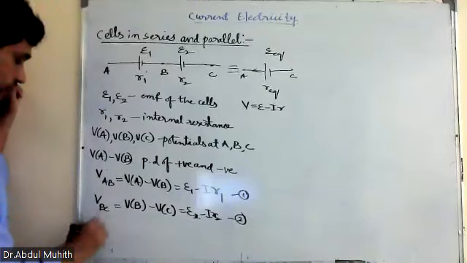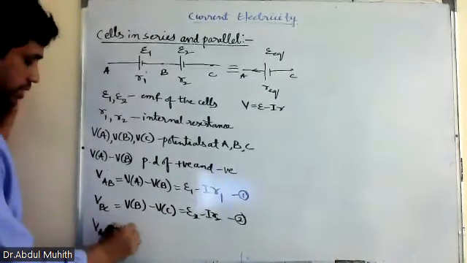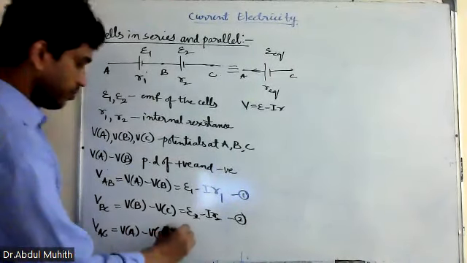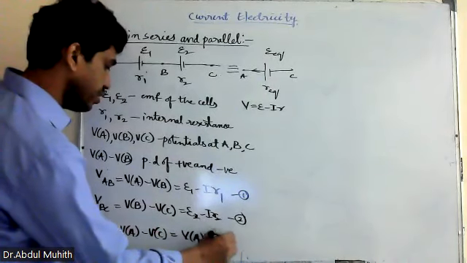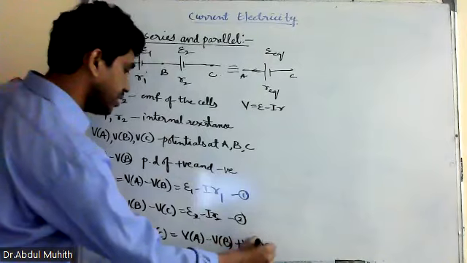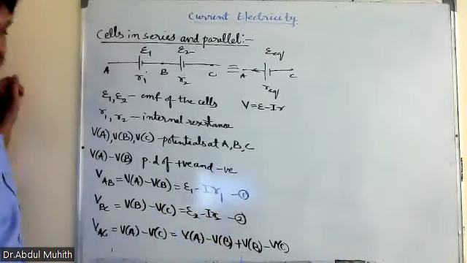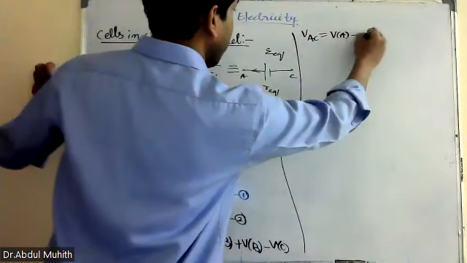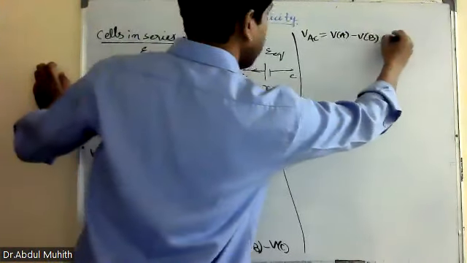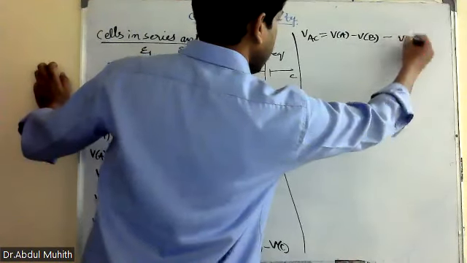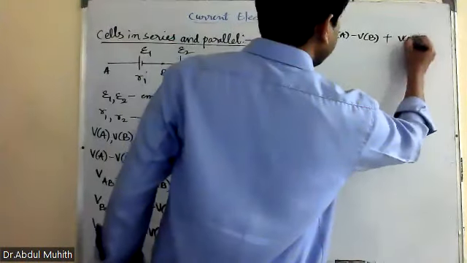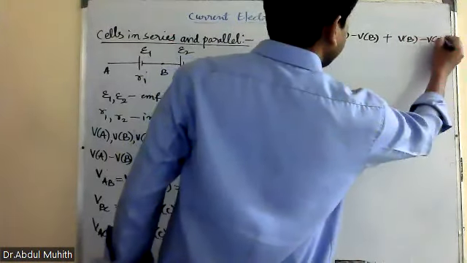Next is what? Suppose I'm writing VAC. VAC is equal to what? VA minus VC. Okay. So that is equal to what? V of A minus V of B, then plus V of B. I'm adding and subtracting the same, V of B. Then what will happen now? So here VAC is equal to V of A minus V of B, minus again V of B minus V of C. Here V of B minus V of C. These are the two.